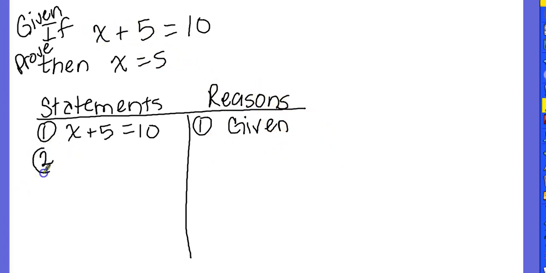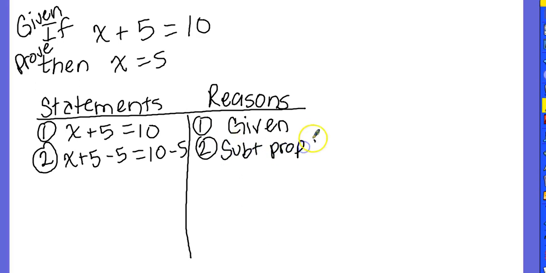Statement 2. Now, you know I'm about to subtract 5 from both sides. Correct? Now, typically, we'll do this all in our head. But when you're writing a proof, you provide every single step. So I would write x plus 5 minus 5 equals 10 minus 5. And when you do proofs, you write them horizontally and not vertically, so you don't write underneath. Now, over here, I'm going to state what I did. I did the subtraction property of equality that states if I subtract something from one side of the equation, I have to subtract it from the other side.